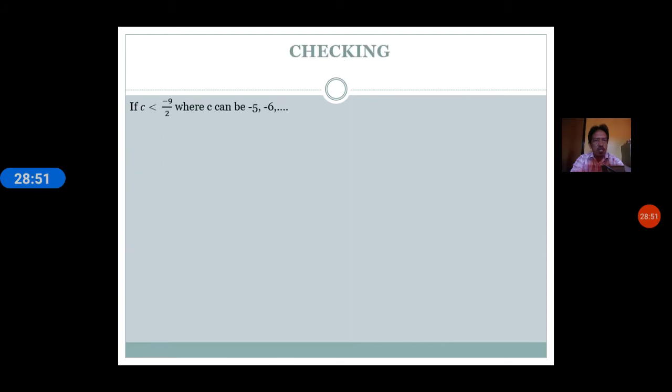Okay, so let us now check. If c is greater than 9 over 2, where c can be 5, 6, 7, and so on. So we will just choose c is equal to 5. So for c is equal to 5, we have 2x squared minus 6x plus 5 is equal to 0. Okay? So the value of a is 2, b is negative 6, c is equal to 5.